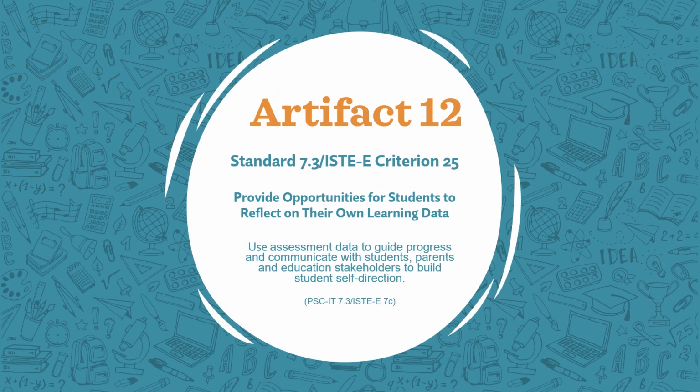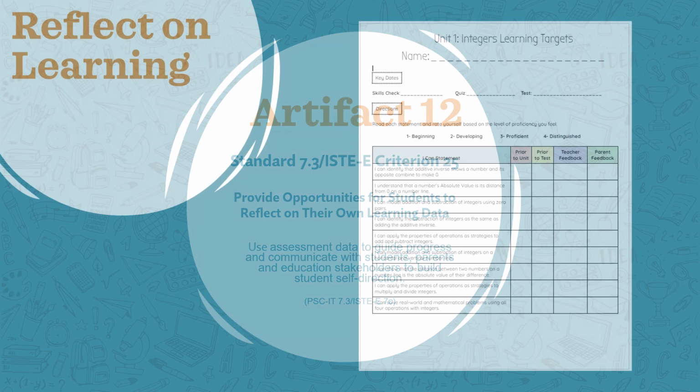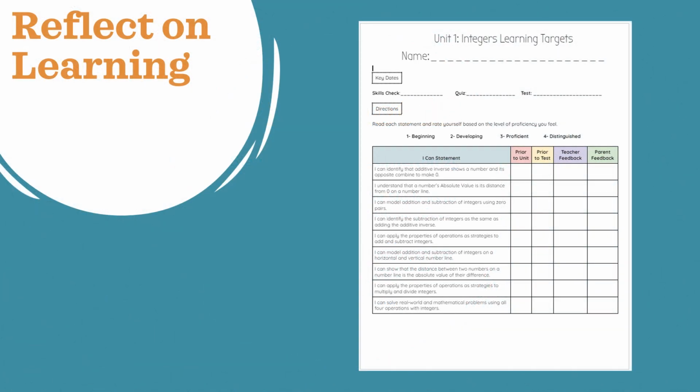Artifact 12, Standard 7.3, ISTE Criterion 25: provide opportunities for students to reflect on their own learning data. I presented the learning targets as I can statements at the beginning of each unit. It was a powerful way to get students to reflect on their learning. First, the strategy told them upfront what they're going to learn. That was a reflective opportunity. They rated themselves as beginning, developing, proficient, or distinguished. They kept the document in their interactive notebook, serving as a divider for the unit. At the end of the unit, just prior to the summative, they reflected again and rated again. Anything below proficient indicated the need to intervene.